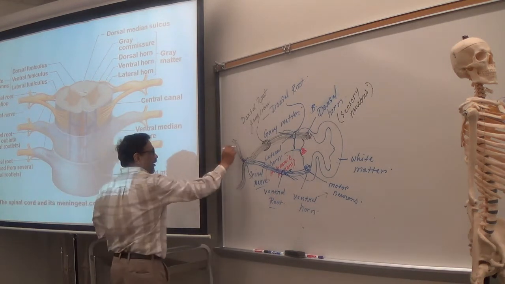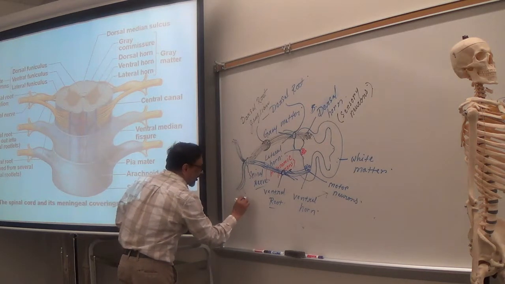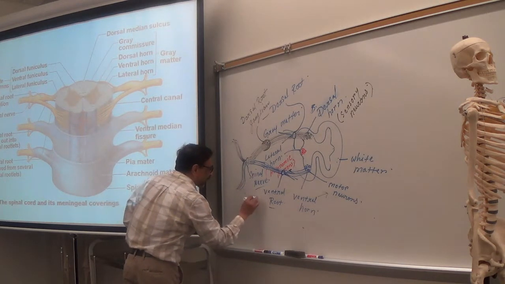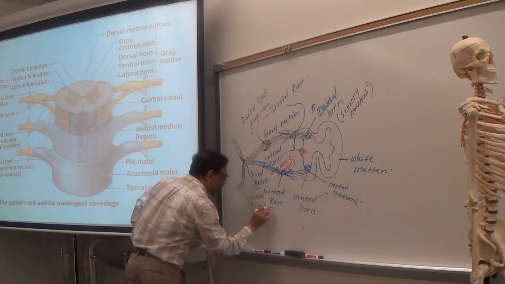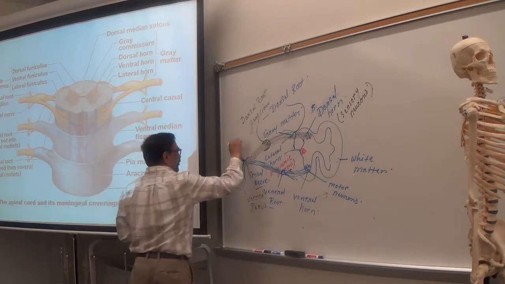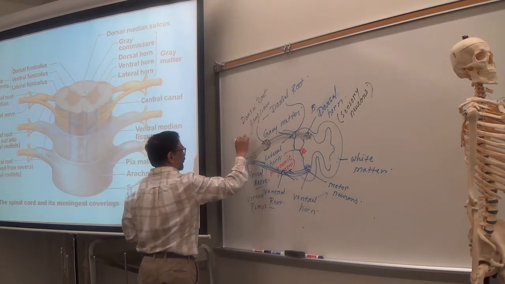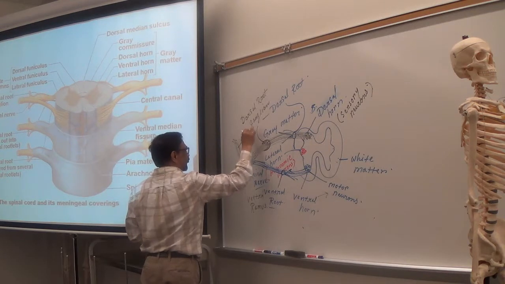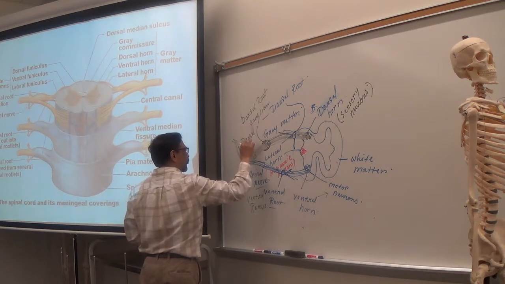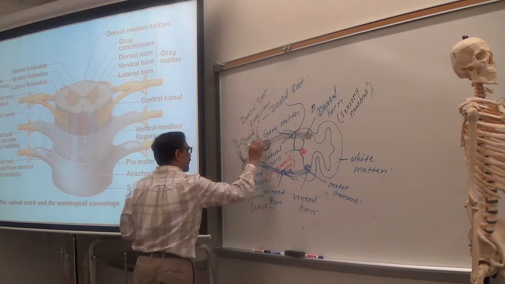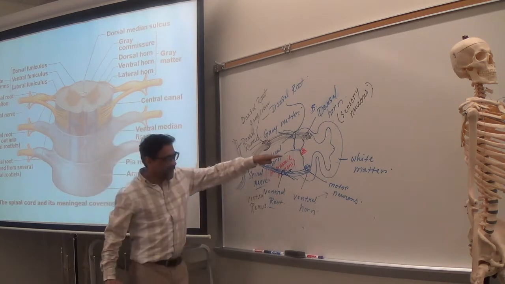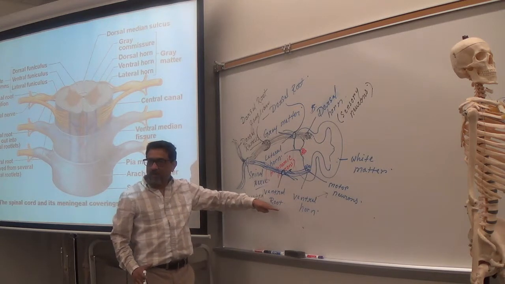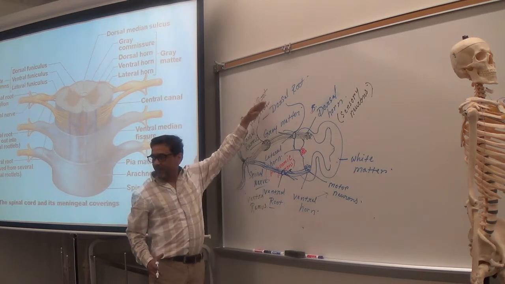And these are called rami. This is ventral ramus. Ramus is singular, rami is plural, and this is dorsal ramus. So ventral ramus, dorsal ramus. Everything in this side is ventral, right? And everything dorsal. Is it clear?